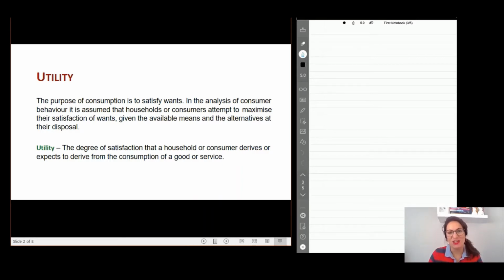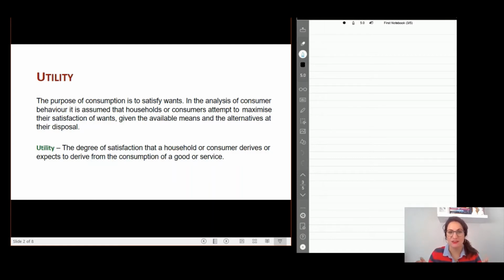Now, it is important to know that utility is subjective. It differs from person to person. For me, I get extremely satisfied when I consume chocolates, for example, while you would rather consume maybe a beer and not necessarily a chocolate. So it differs.